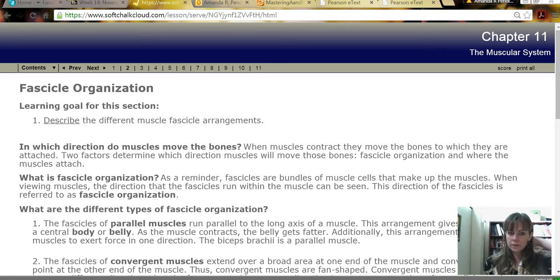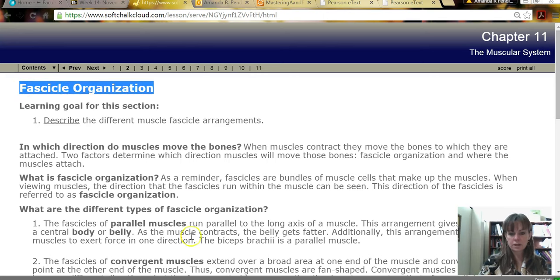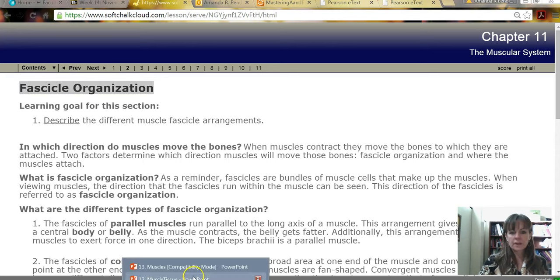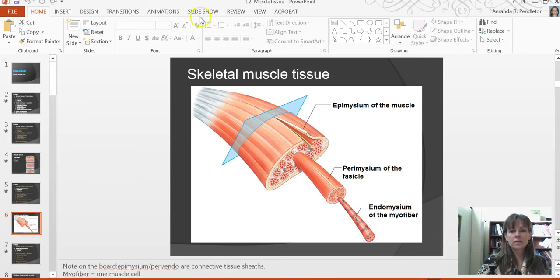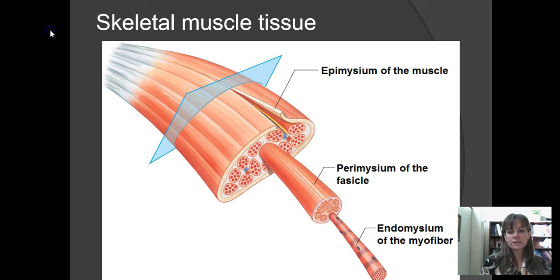Okay, so as we're talking here about the muscular system, we're going to be talking about how the muscles pull on the bones. And to do that, we need to talk about this thing called fascicle organization. Now, what I'd like to remind you of right now is what a fascicle is. And so I'm taking you back to the last chapter where we talked about this.